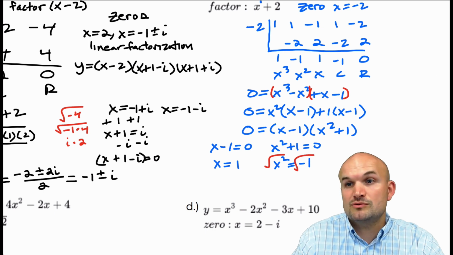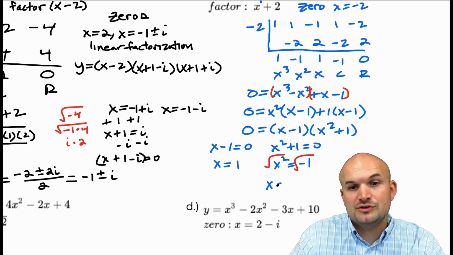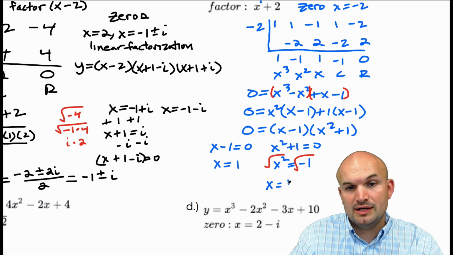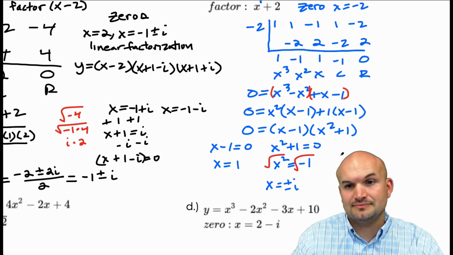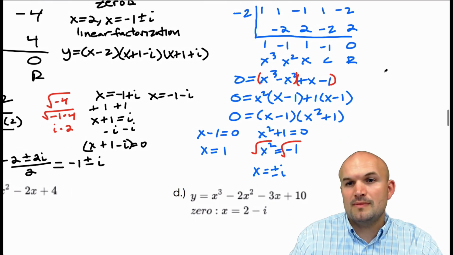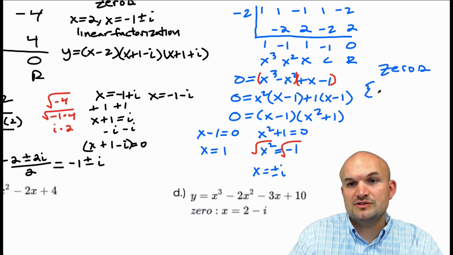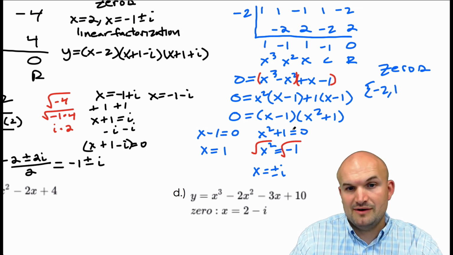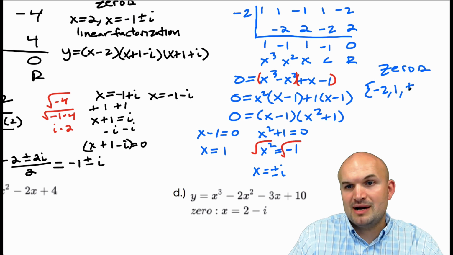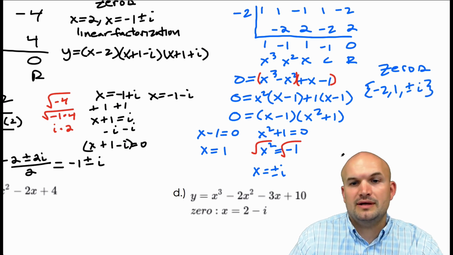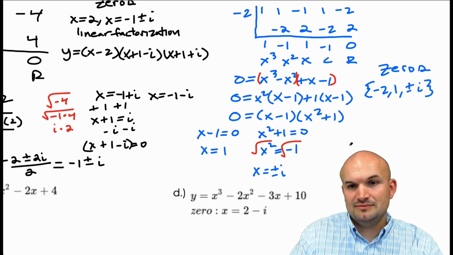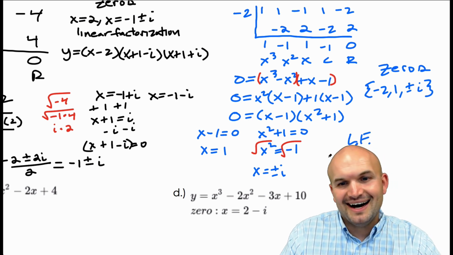Now that I'm taking the square root, remember you have to introduce the plus or minus. Square root of negative 1 is i. Okay? So my zeros, I'm going to use set notation here. My zeros are negative 2, which was given to us, positive 1, which we found here, and then plus or minus i.